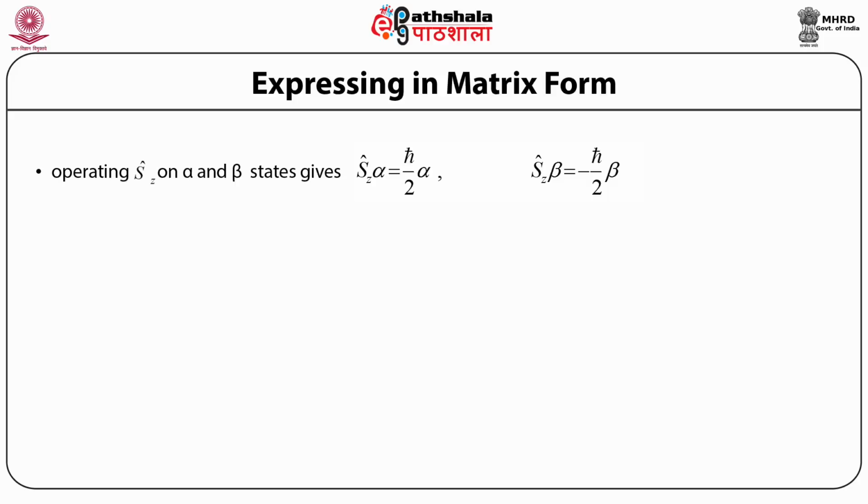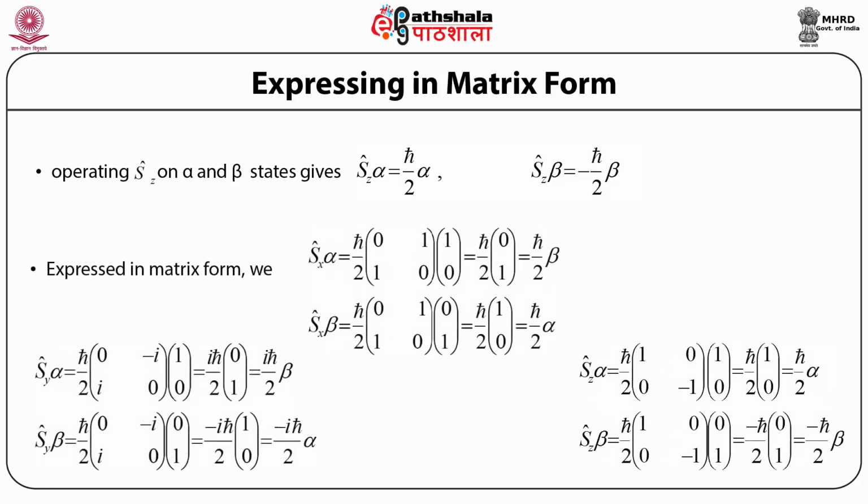So when the spin operator Sz, that is the z component of the spin operator, acts on the spin up or the eigenstate alpha, it gives the value h cross by 2 alpha, where h cross by 2 is the eigenvalue and alpha is the corresponding eigenvector. Similarly, the z component of the spin operator acting on the eigenstate beta, that is the spin down state, gives minus h cross by 2 times beta, where minus h cross by 2 is the eigenvalue and beta is the corresponding eigenstate.